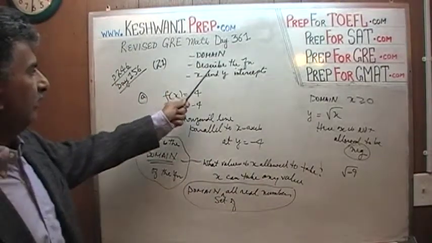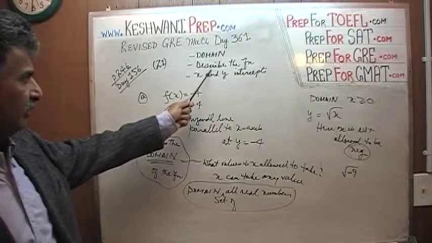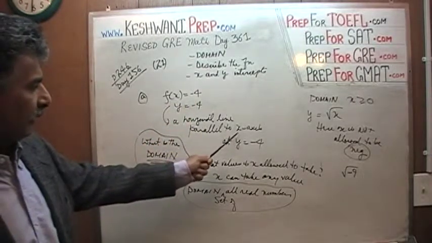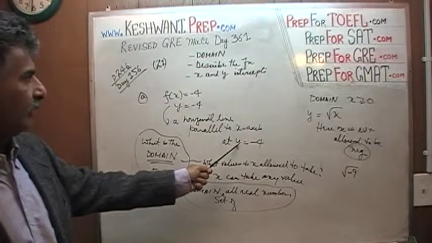So we took care of the domain, and we described the function. What's the description of this function? This function is just a horizontal line parallel to the x-axis, and y is equal to -4.